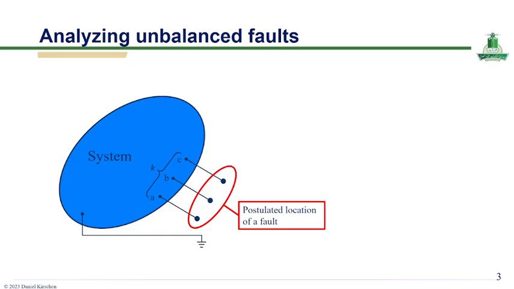The diagram also indicates the grounding of the system, which plays a crucial role in determining fault currents and voltages, especially for ground-related faults. By isolating the fault location and representing the system in this simplified manner, it becomes easier to apply analytical techniques such as sequence networks to evaluate the behavior of the system under unbalanced fault conditions and to design appropriate protection schemes.